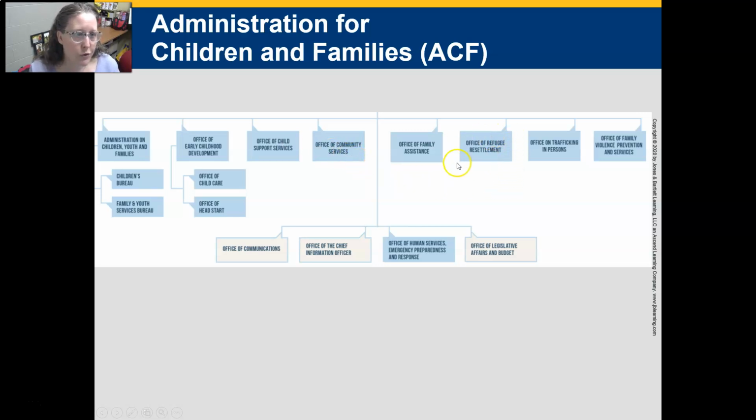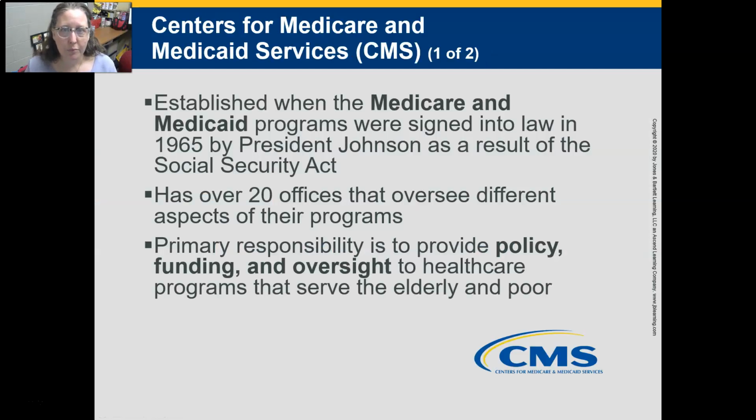Also refugee resettlement and the Office on Trafficking in Persons. So if you see ads and things about human trafficking and awareness and all that, it usually is coming from the ACF. We have the Office of Family Violence Prevention and Services, with youth and families, and so there is a lot going on here and a lot of good that they do.